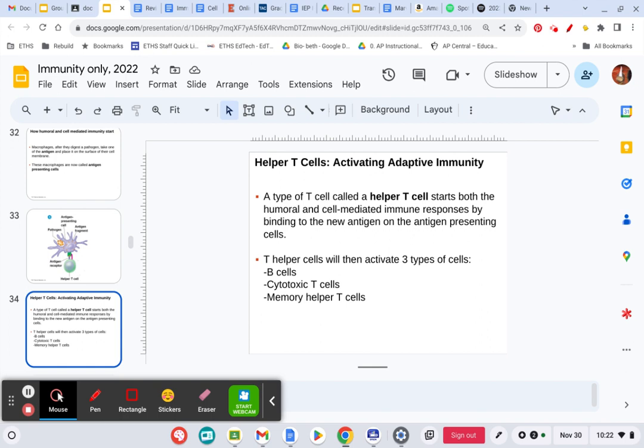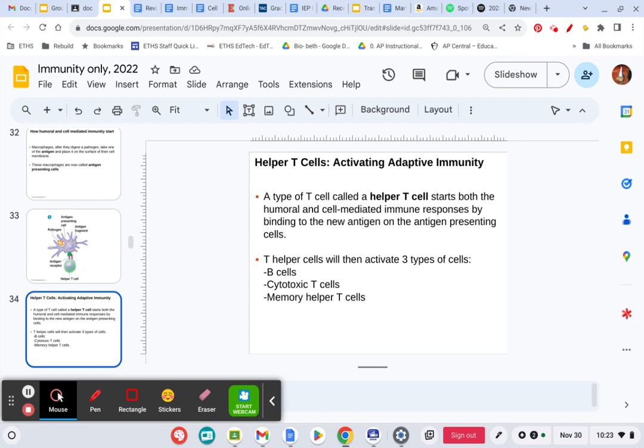And once that antigen presenting cell has been recognized by the T helper cell, then it's going to sound the alarm. It's going to say, hey guys, we got an issue here. We need to deal with this. So it will activate 3 other types of cells. It will activate B cells, and it'll activate 2 types of T cells. One's called cytotoxic T cell, and one is called a memory helper T cell.